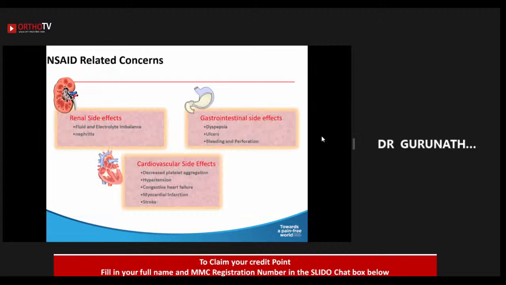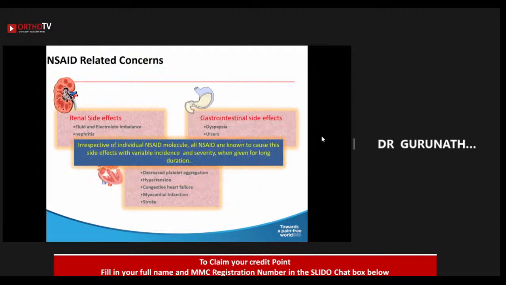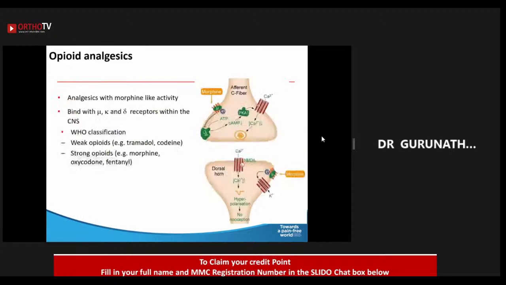As we all know, there are various side effects of the usual NSAIDs: renal side effects, GIT side effects, and other severe side effects. Irrespective of their individual molecules, all NSAIDs are known to cause side effects of various incidence. Something about opioid analgesics: these have morphine-like activities. According to the WHO classification, weak opioids are tramadol and codeine. Strong ones are morphine and fentanyl.